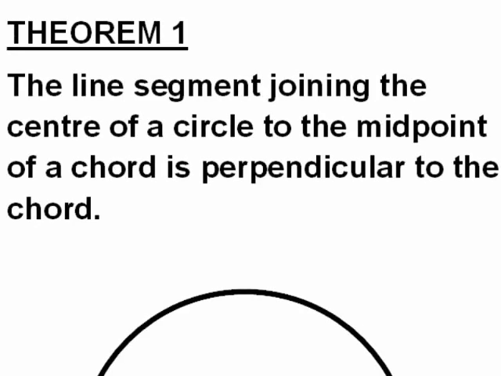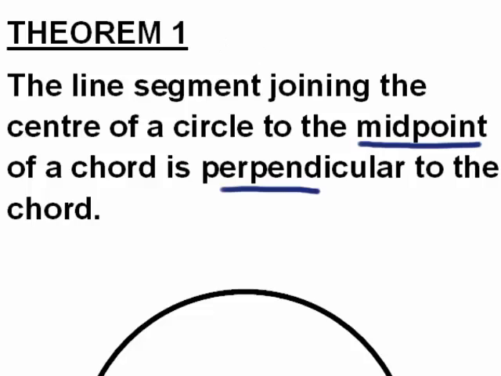Okay, grade 11s, in this lesson we're going to be focusing on the proofs of theorems. Up to now, you've been given, for example, theorem 1, and we used it, but now we're going to actually physically prove theorem 1. And what does theorem 1 say? It says the line segment joining the center of a circle to the midpoint of a chord is perpendicular to the chord. So we want to prove this theorem.